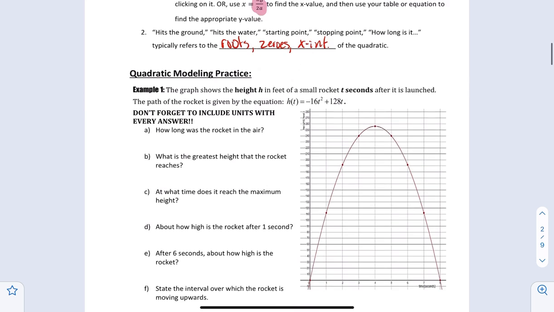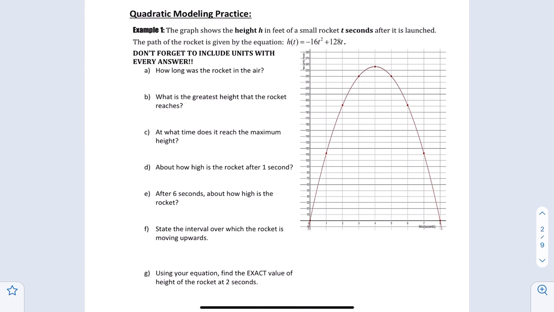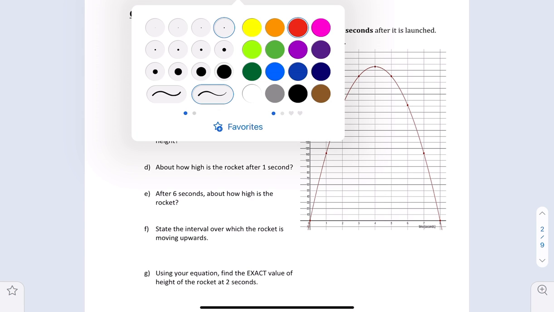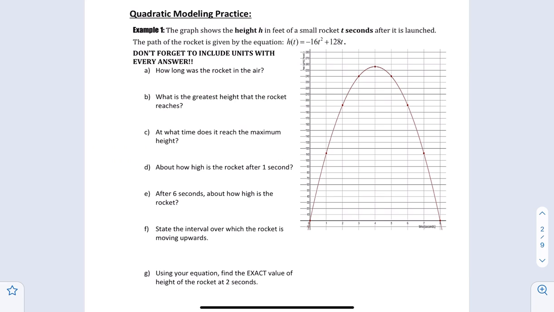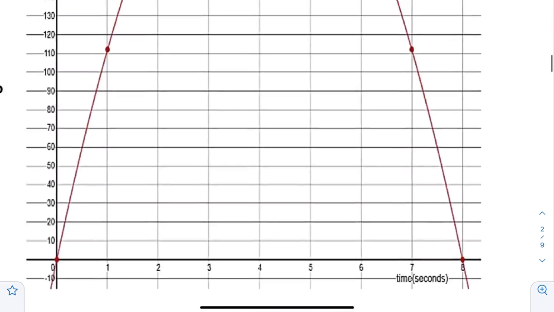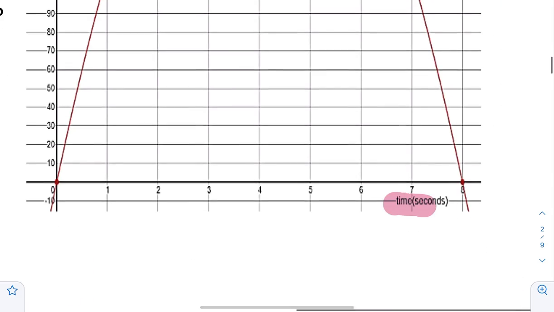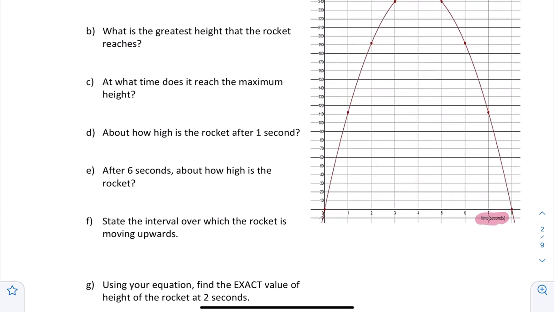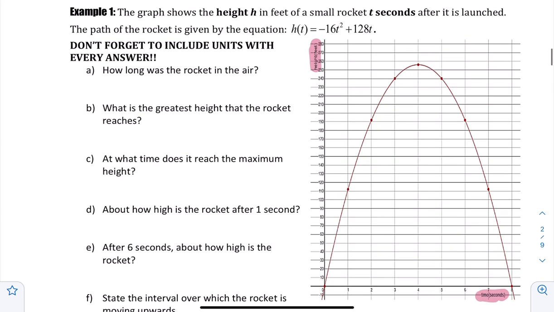So if we look at this very first example together, it shows the height in feet of a small rocket t seconds after it's launched. So my y-axis says height, and my x-axis is time in seconds. And so I've got an equation that models it. H of t is equal to negative 16t squared plus 128t.